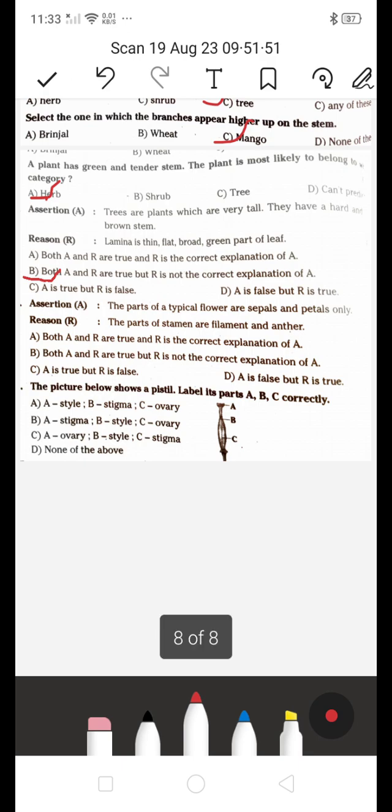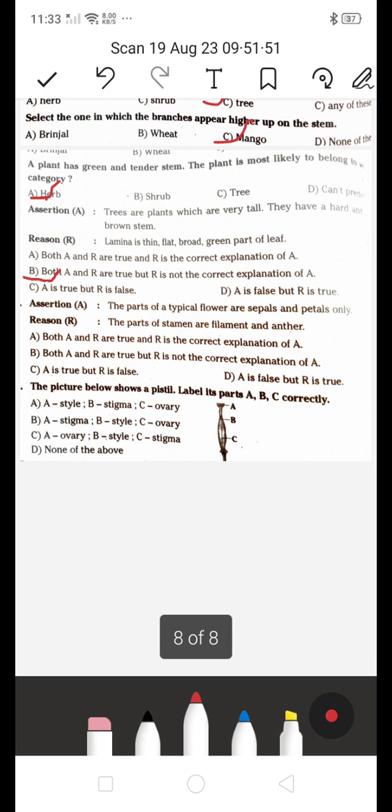Next one, assertion: the parts of a typical flower are sepals and petals only. Reason: the parts of a stamen are filament and anther. Options: A, both A and R are true but R is not a correct explanation of A; B, same; C, A is true but R is false; and D, A is false but R is true. Which is the right answer?